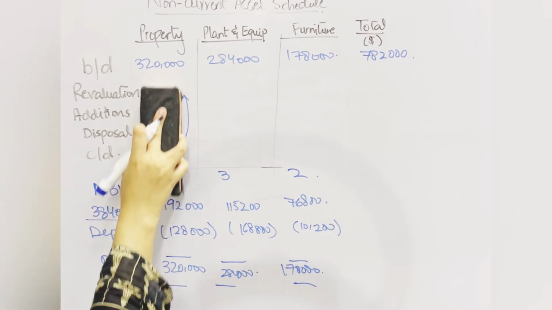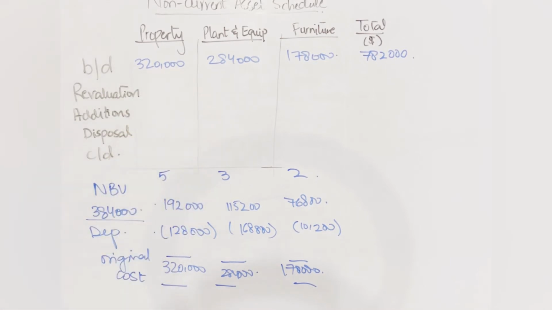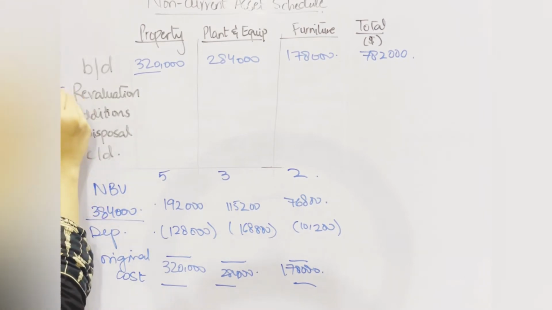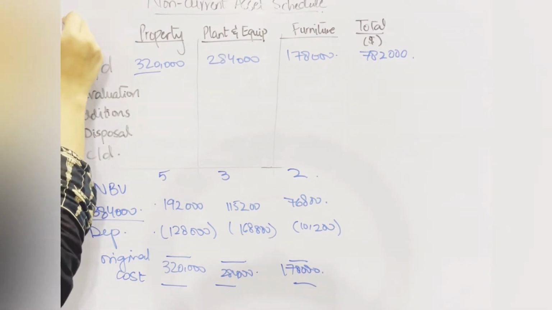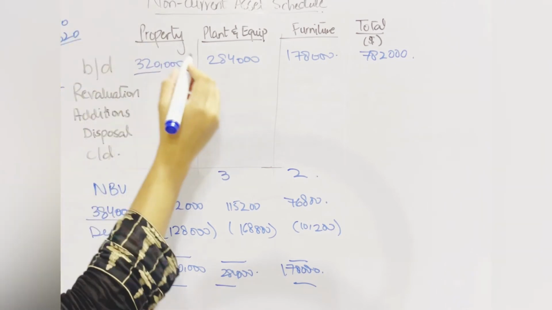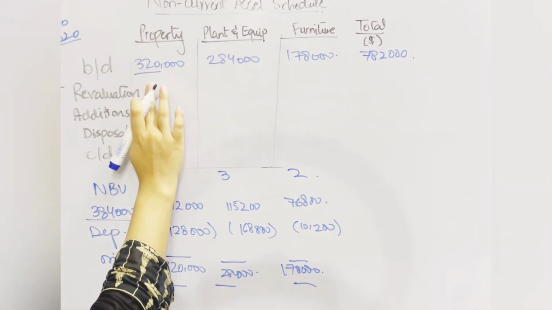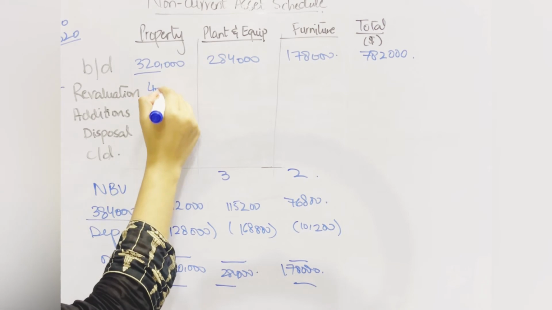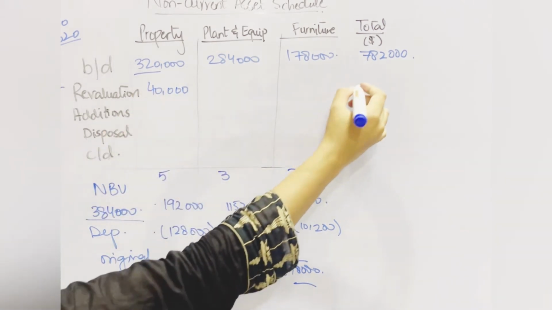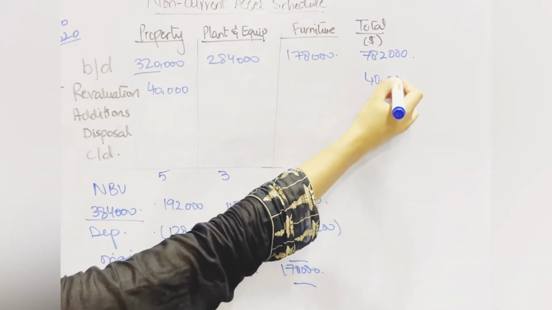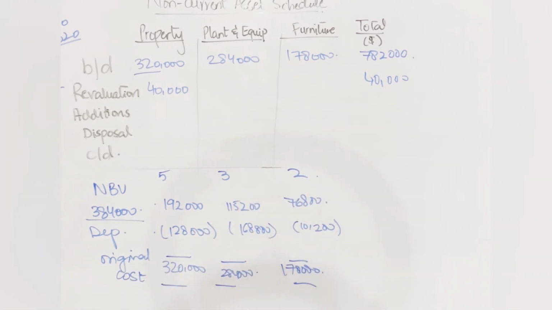I'm going to erase this. If you look into the information, it was clearly stated that the property was now valued at 360,000. Originally it was at 320,000, and now it is at 360,000. The revaluation is very simple. It is 360 minus 320, which is 40,000. You are supposed to write it here, and 40,000 in the last column. And you all know that property is revalued only.